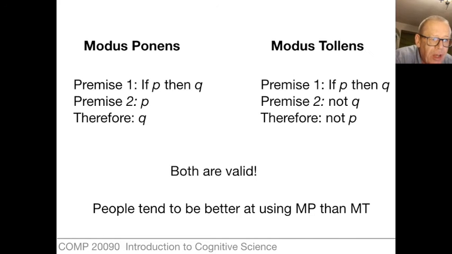So there's the two of them together. If P then Q, and the assertion P allows us to deduce Q. If P then Q, not Q, allows us to assert not P. And these are both very valid, and people tend to be better at using modus ponens than modus tollens.